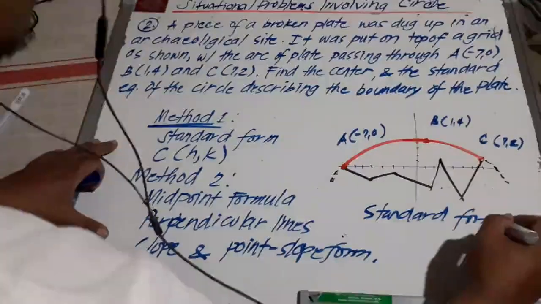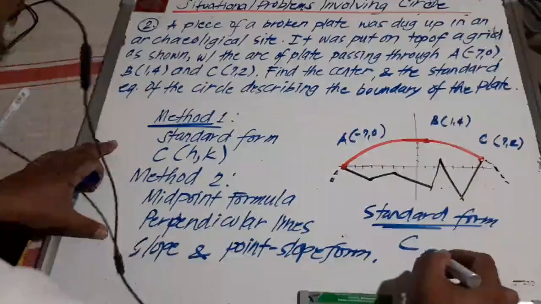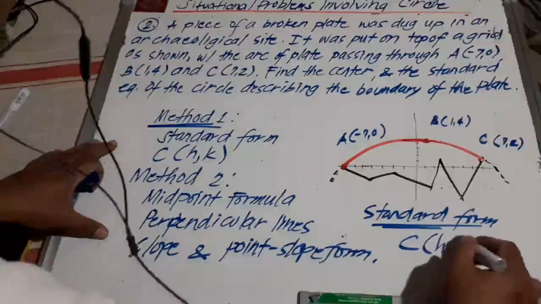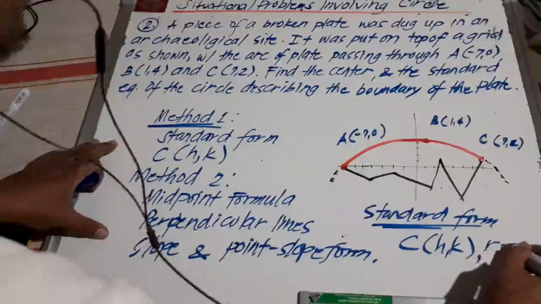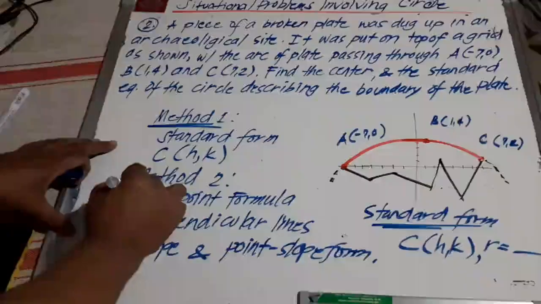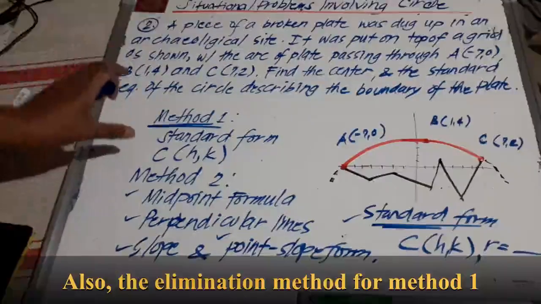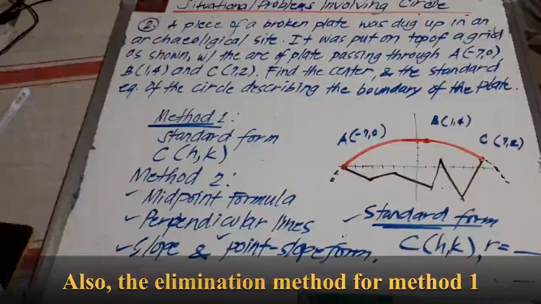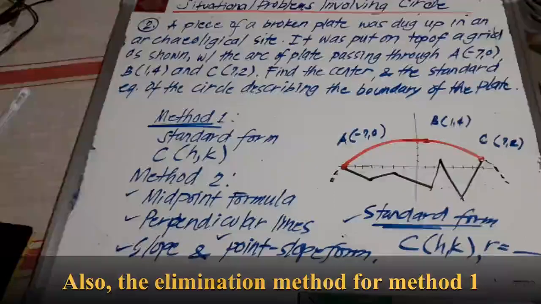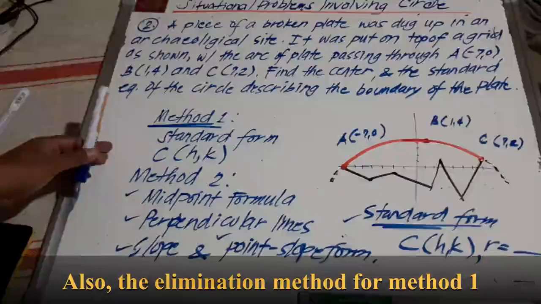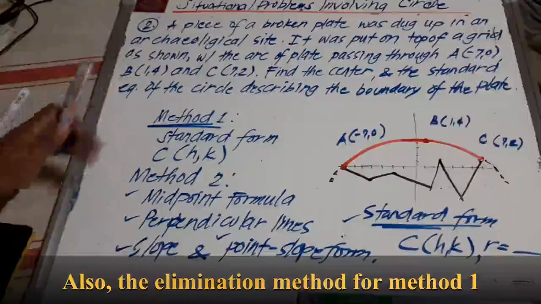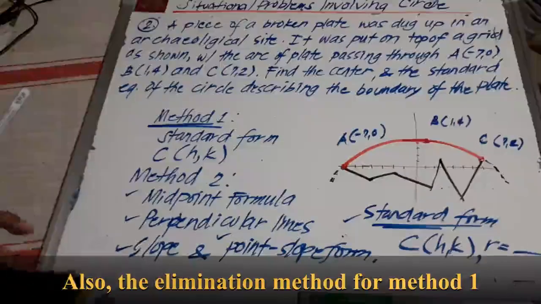Once na nakuha na natin yung center, o nalocate na natin yung (h, k), and then, alam na natin yung length ng radius. So, 1, 2, 3, 4, 5. Pero dito, standard form lang, pero napakahaba ng solution. So, isolve muna natin tong problem na to base dun sa method 1 na sinasabi ko. Okay.